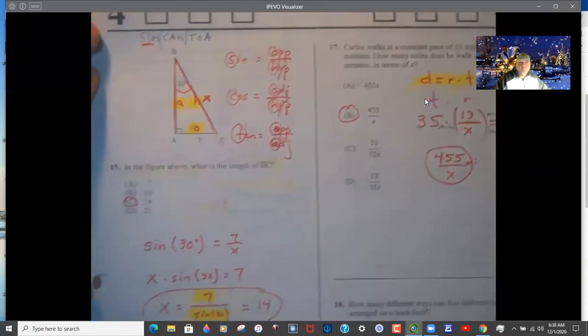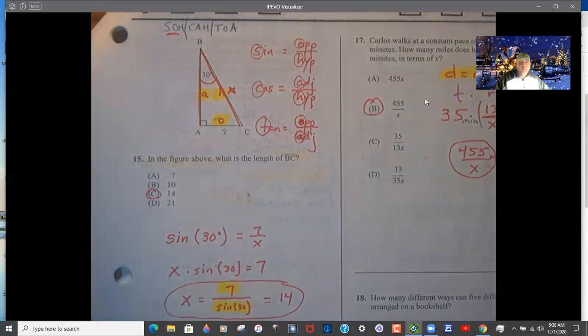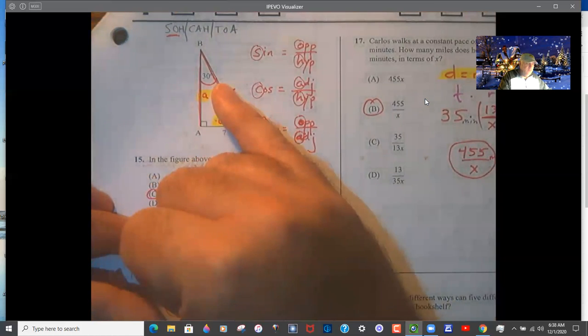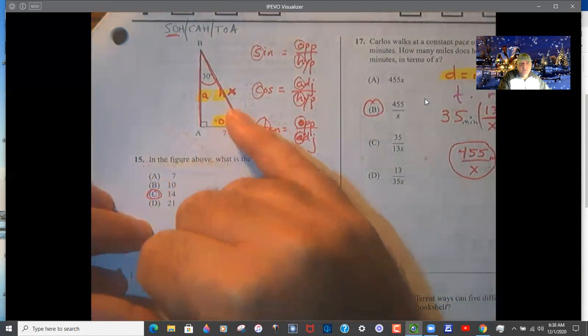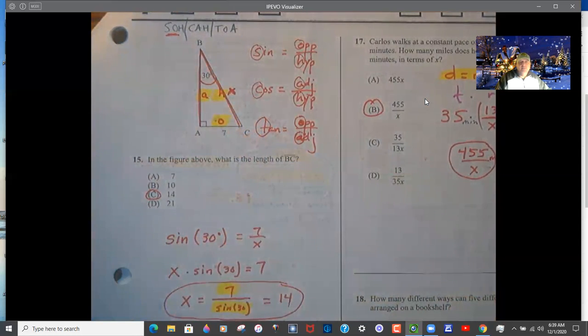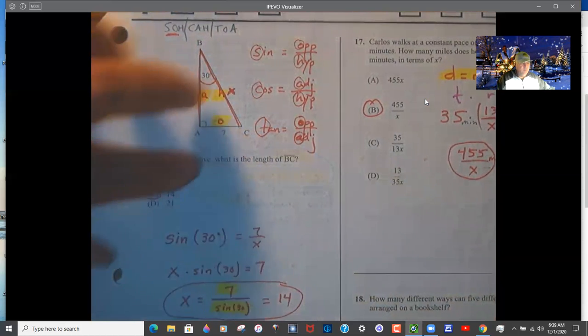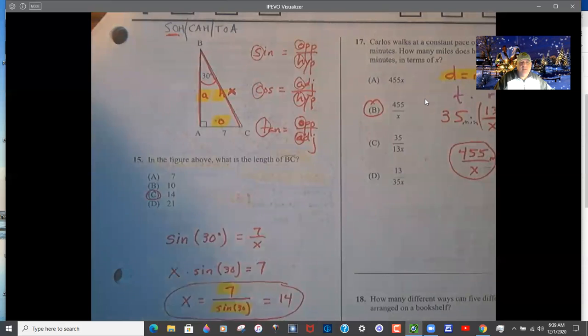Problem 15, what is the length of BC? So if you select this angle, that makes this the adjacent, this the hypotenuse, this the opposite. So x is what you're trying to figure out. You can label it that. And so those are the two sides that have the labels on, the opposite and the hypotenuse. So that is the sine ratio.